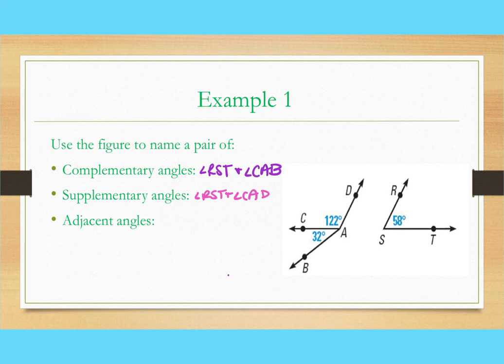And adjacent angles? Sophia? BAC and CAD. Good. But just because they're adjacent doesn't mean they have to add up to anything? Correct. Everybody good so far?